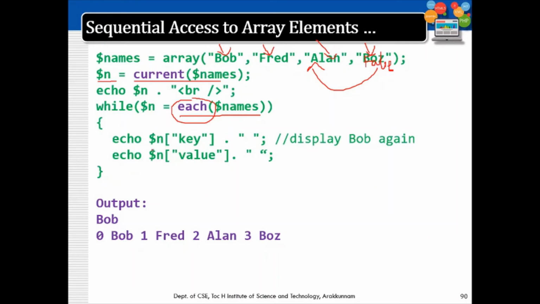One thing is that it returns the key as well as the value. So you can just print using the default key and value. Just use the index as key and value. One by one you can print the value. So 0 Bob, 1 Fred, 2 Alan and 3 Bose. This is how you use the each construct, current and each. Previously you have learned current and next.